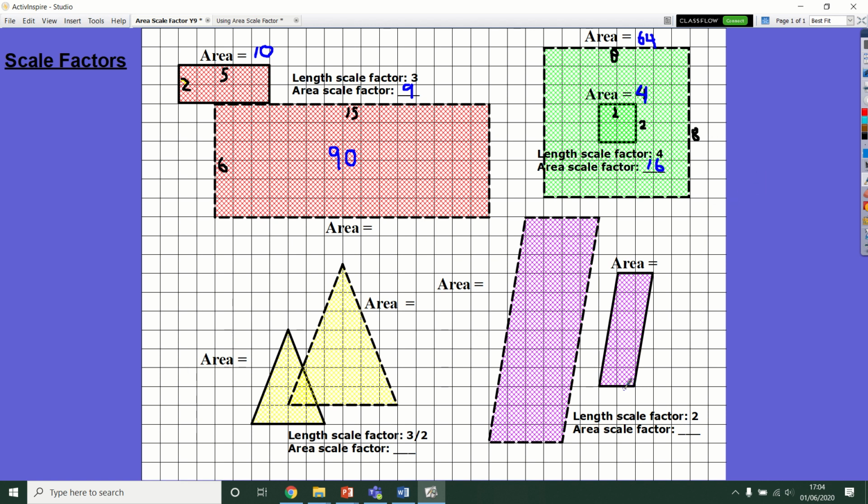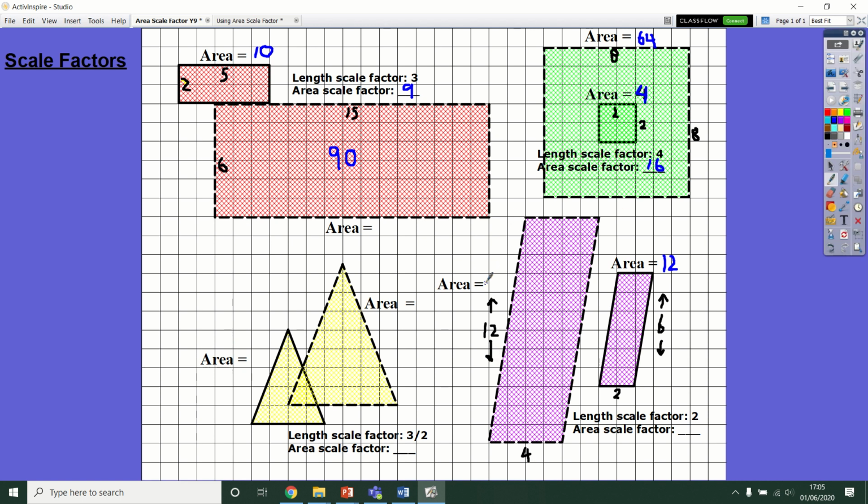We've got small parallelogram is 2 along the base, and it's 1, 2, 3, 4, 5, 6 high. So multiply those together. The area of the small one, 6 by 2, is 12. Then to get to the bigger shape, this has been enlarged scale factor 2 for the lengths. So the 2 has become a 4, and the 6 has become a 12. I'll just put up arrow and down arrow. You can check that by counting. Times them together, and the big area is 48.